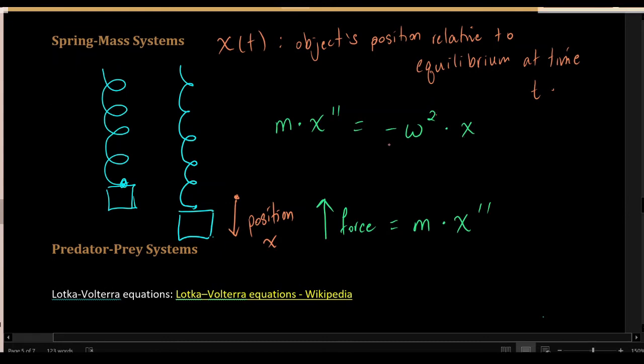And there are reasons for this negative omega squared that I'm not going to go into now, but this is really just to make sure that the force is moving in the opposite direction as the movement of the object away from equilibrium. If you move it down, the force will act upward. If you compress the spring and move the mass upward, then the force will act downward to bring it back to rest. So this would be the differential equation that is associated with a simple spring mass system.